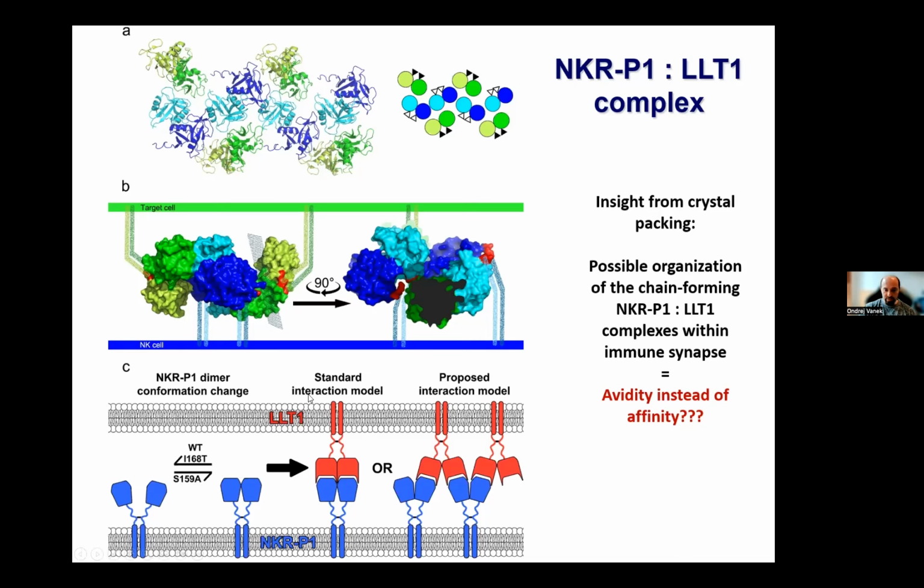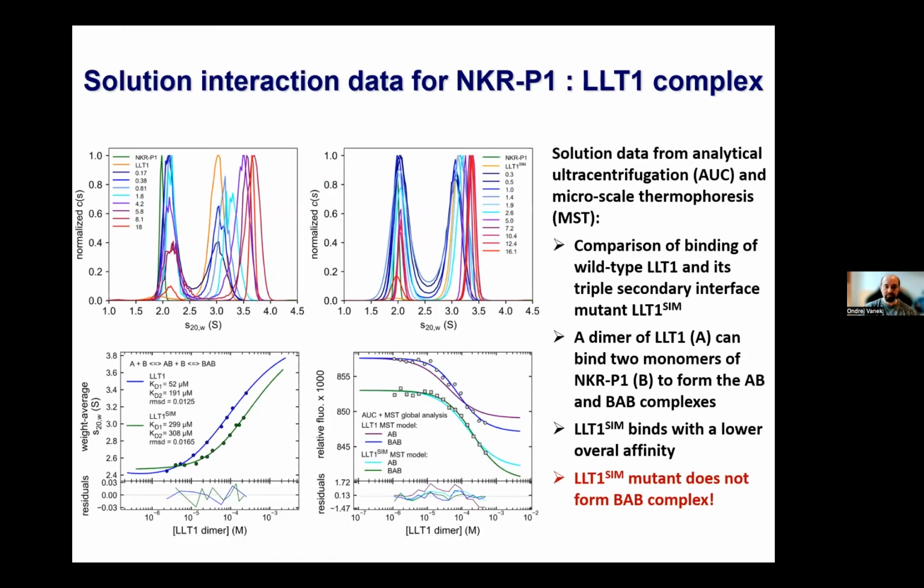So this was the hypothesis that we wanted to test, that we have this dimeric NKRP1, we have this dimeric LLT1, and this model was the standard model that was proposed until recently, and this was the new model. So could it be that actually this is what happens on the cell surface? So avidity instead of affinity.